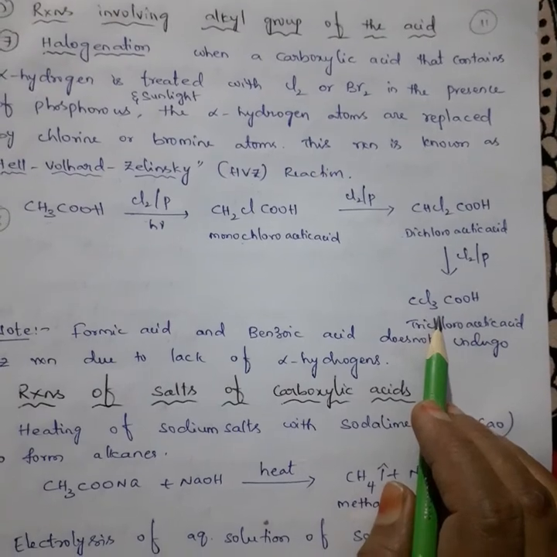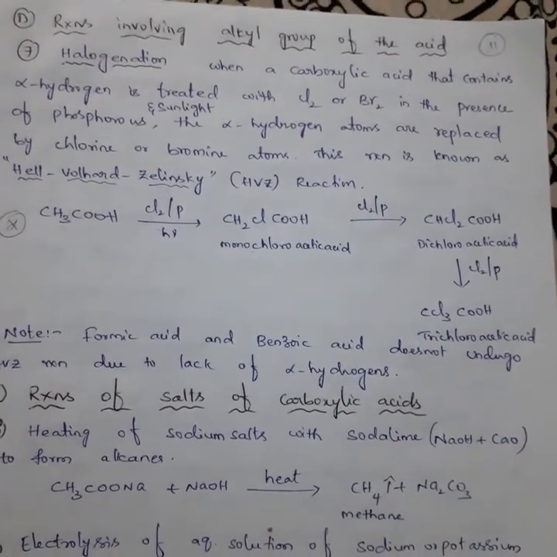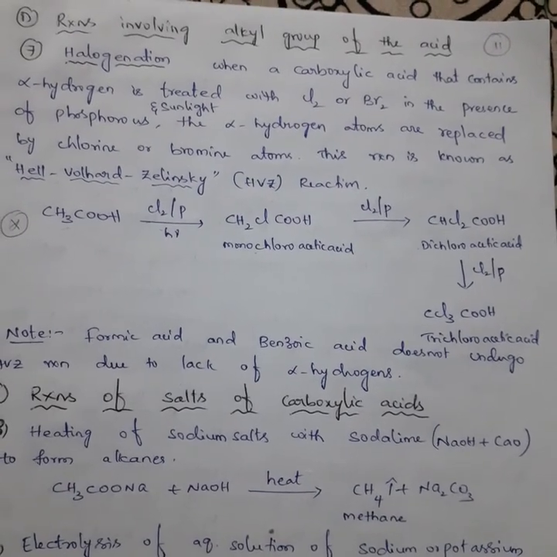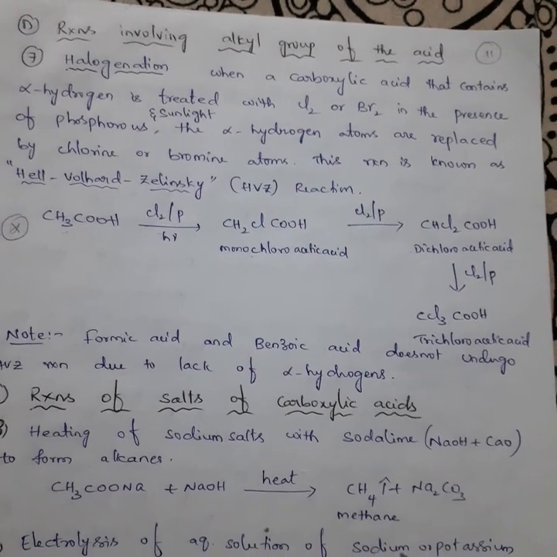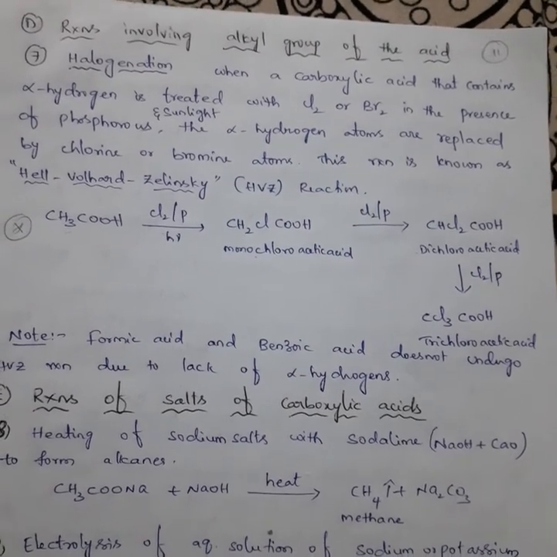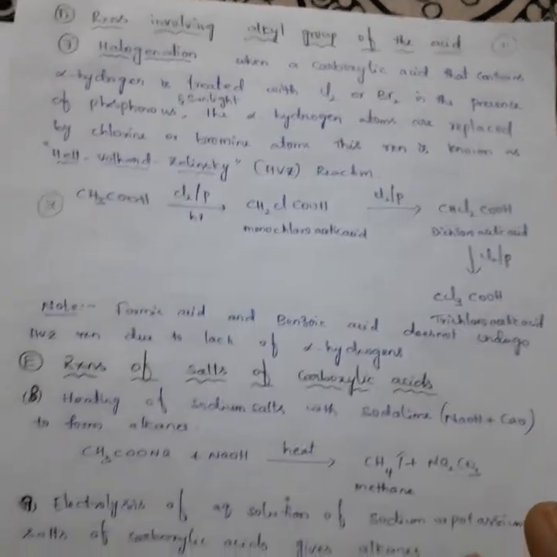Moreover, this reaction takes place in the presence of light. So this is the Hell-Volhard-Zelensky reaction. Here the chemical reaction is happening only in the alkyl group CH3, because COOH is the same in all the steps, right?